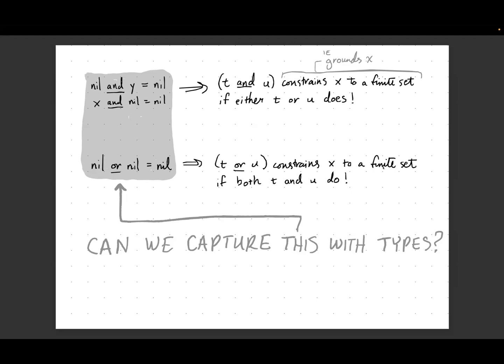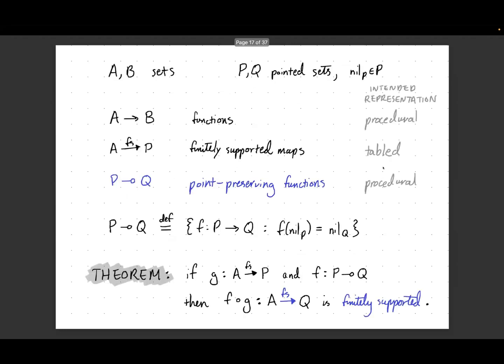Or only has the weaker property that it's nil if both of its arguments are nil. And so its support ends up being the union. It only grounds something if both of its arguments do. So this is what we need to capture, the difference between functions that preserve nil in each argument versus those that preserve nil only when both arguments are nil. So a little more theory. We're going to have to talk about nil preserving maps, right? The behavior of functions over pointed sets, do they preserve nil?